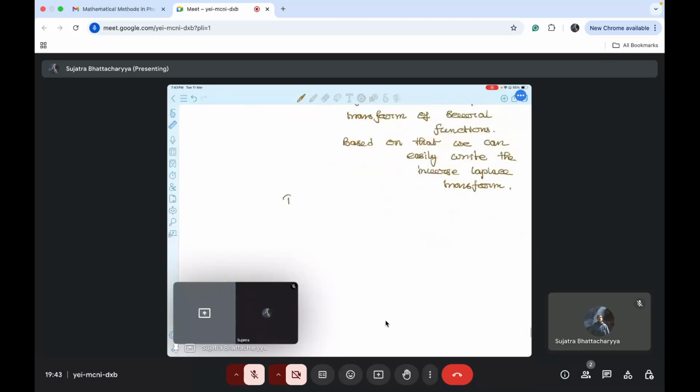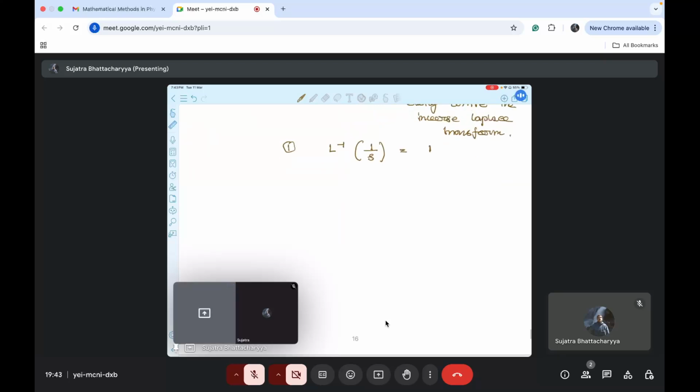Number one, Laplace inverse of 1 by s. What is that? We have seen that Laplace transform of 1 is 1 by s. The inverse Laplace transform of 1 by s will be equal to 1. This is the first. Second is Laplace inverse of 1 upon s to the power n will be what? Will be t to the power n minus 1 divided by (n minus 1) factorial. Why? Because we have seen that n factorial upon s to the power n plus 1 is nothing but Laplace transform of t to the power n. Just based on that, we can write this.